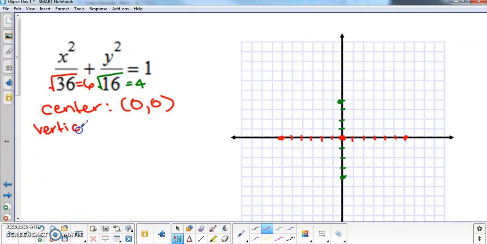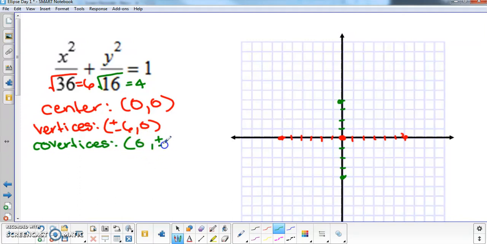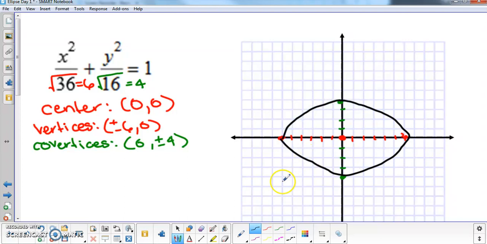My vertices, those are going to be located at 1, 2, 3, 4, 5, 6, plus or minus 6, 0. So I got positive 6, 0, and negative 6, 0. Okay. And my co-vertices, those are going to be at 0, plus or minus 4. Okay. I can go ahead and draw my little ellipse here. Mine look more squarish, diamondish.